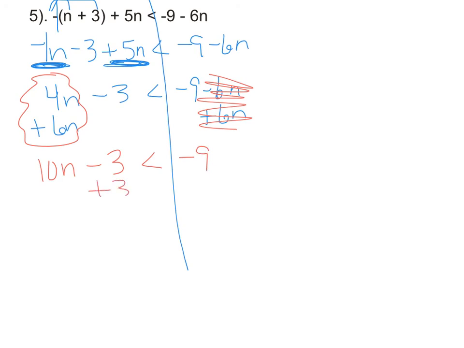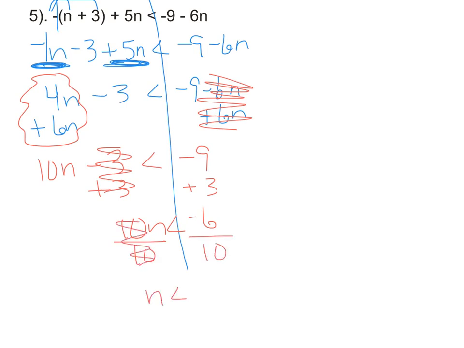Then we'll add 3 to both sides. So we're going to have 10n is less than negative 9 plus 3, which is negative 6. We'll divide both sides by 10. 10's cancel and n is less than.